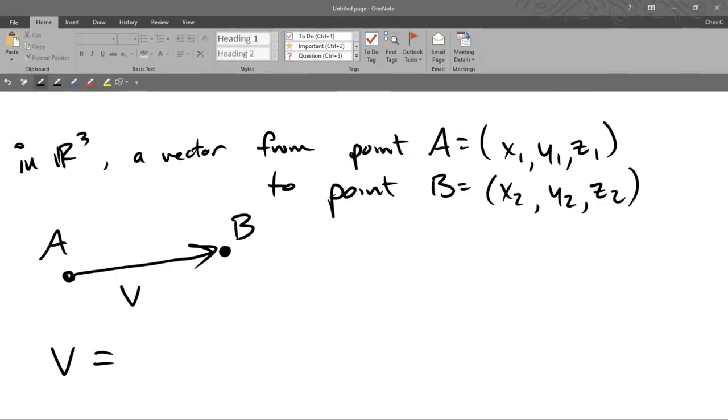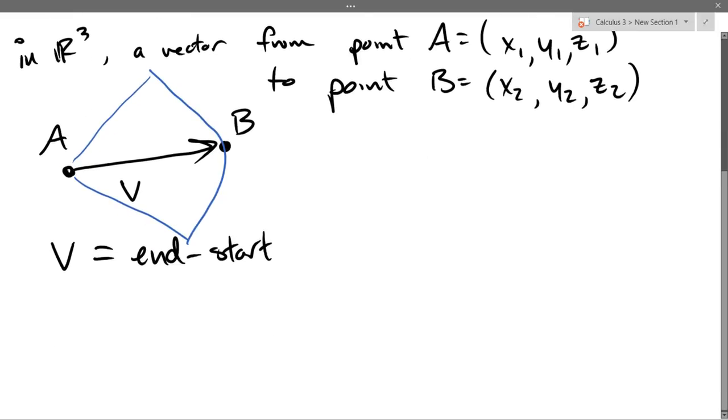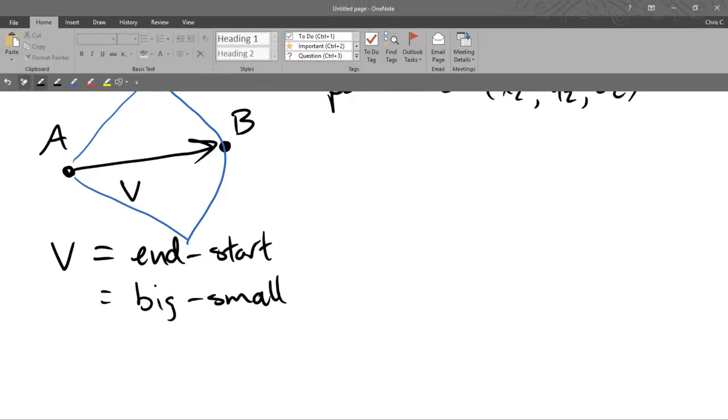What if I draw a nice picture right here? It's supposed to be a bow and arrow. End minus start. Hopefully that should be somewhere in your memory. I think last quarter in Calc 2, we did big minus small. Generally that was how we got the difference between two things, big minus small. I'll write it down. The reason I don't like big minus small for this is because what is big and small? Is it a bigger x value, bigger y value, bigger z value, bigger magnitude? It's not clear. So I'm going to just leave it with end minus start and not do big minus small.